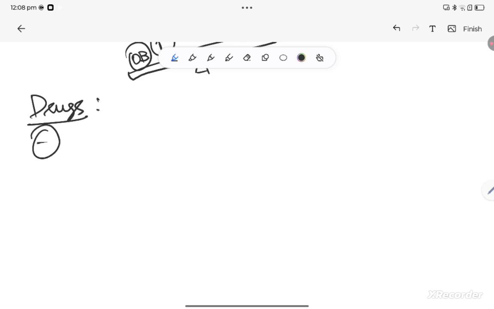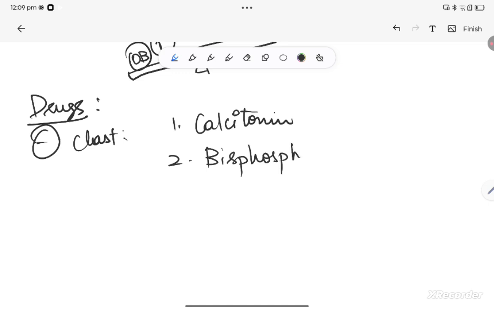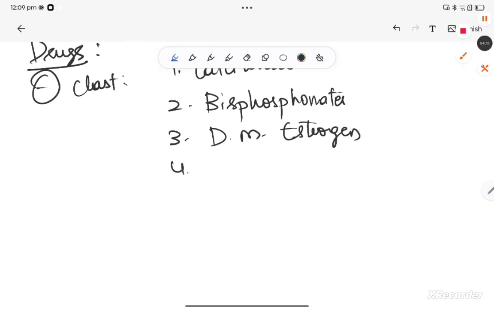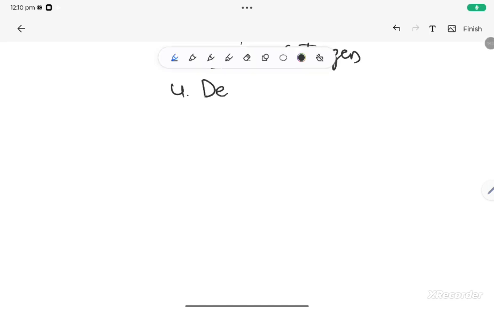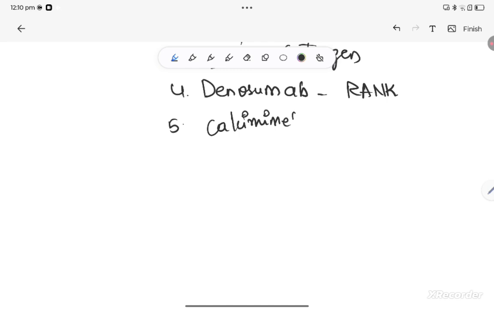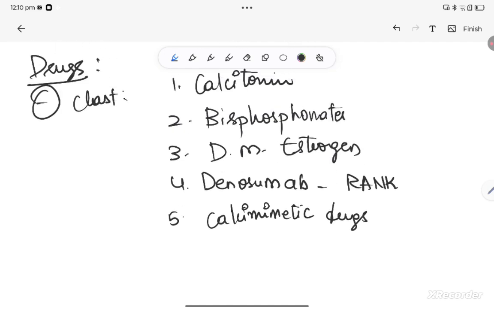With this background, let us see what are all the drugs which modulate osteoclast first. They include, obviously, calcitonin, which we have seen already. Second one is bisphosphonates. Third one is drugs which modulate estrogen. Fourth one is Denosumab, which is a monoclonal antibody against RANK, so that osteoclast is not activated. Finally, calcimimetic drugs. These are the drugs which modulate osteoclast.